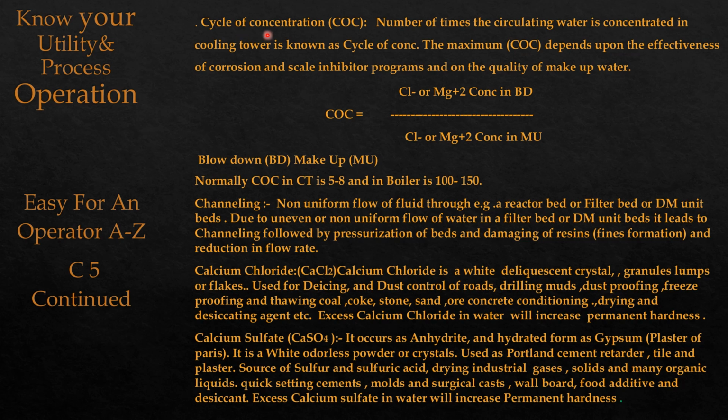We will see important terminology used in boilers and cooling towers. Cycle of concentration, COC: the number of times the circulating water is concentrated in a cooling tower is known as cycle of concentration. The maximum COC depends upon the effectiveness of the corrosion and scale inhibitor program and on the quality of makeup water. We can calculate COC by the chloride and magnesium concentration in blowdown divided by the chloride and magnesium concentration in makeup water. BD is blowdown and makeup water is MU.